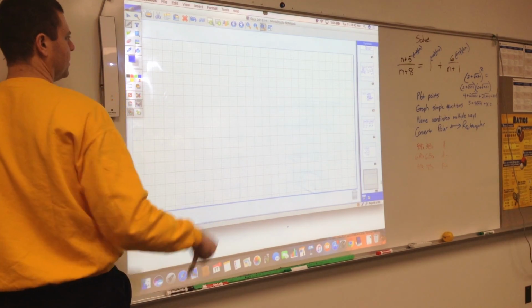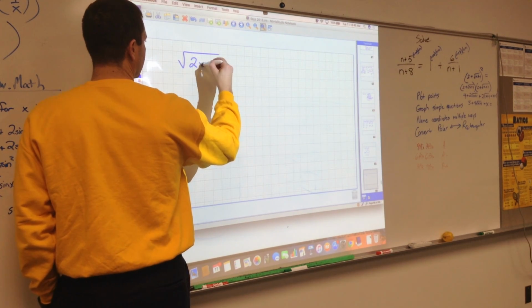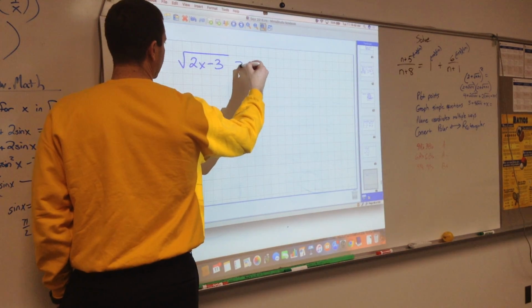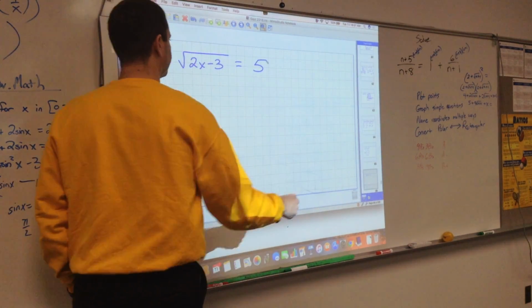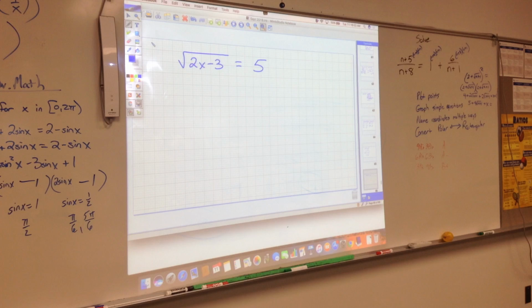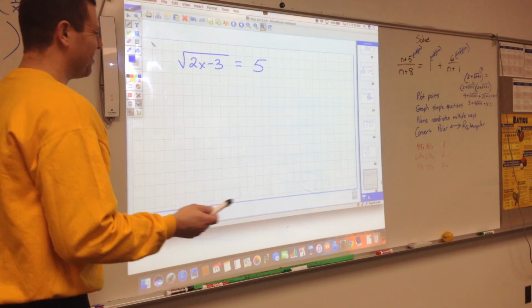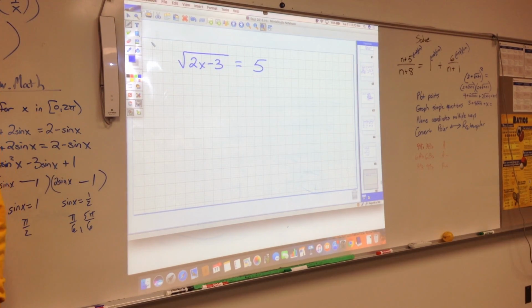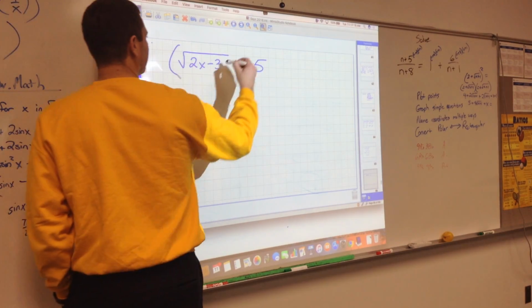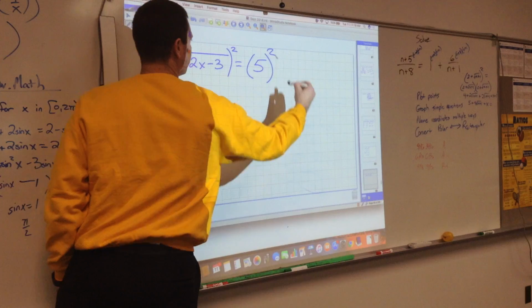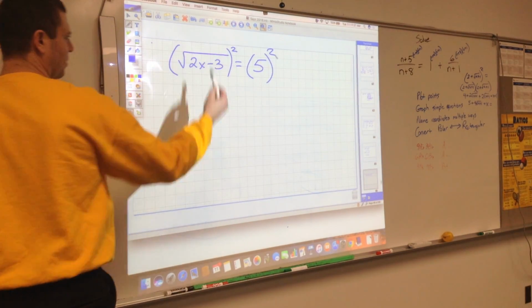Start making them a little bit more difficult here. Square root of 2x minus 3 equals 5. How do I get the square root off? Square it. I know what you meant. We don't want a square root of a square root. We want to square a square root. Alright? So we want to square this side. We want to square that side. Because the square gets rid of the square root.